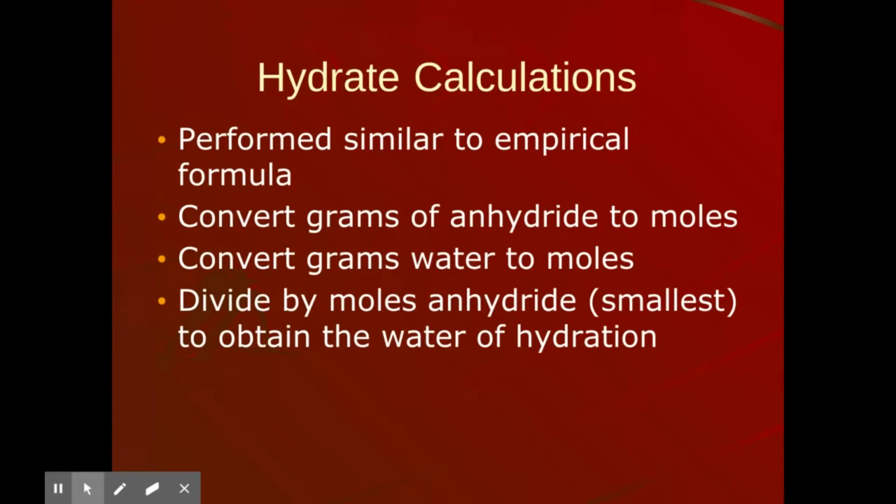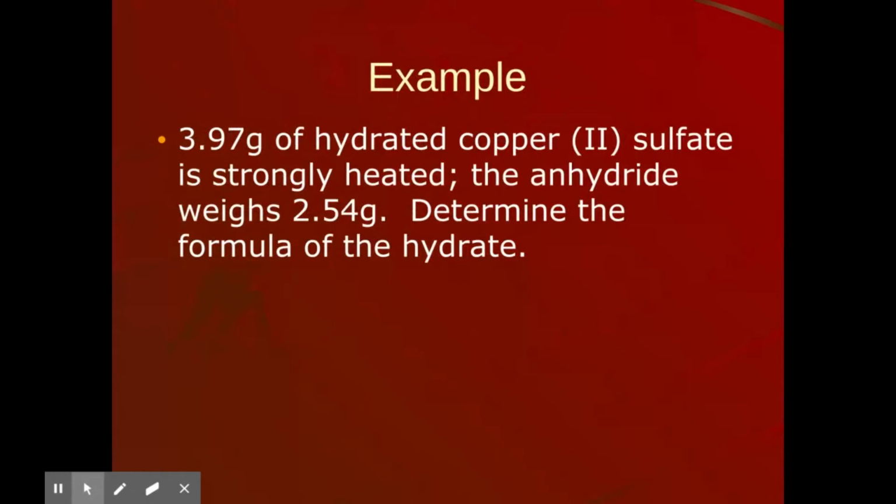Okay, so we're going to look next at how we do hydrate calculations. These work very similar to empirical formula calculations, where first what you have to figure out is how much of the anhydrous compound, the compound minus the water, do you have, and how much water do you have. So you have grams of each of those. Then you convert grams into moles, and you divide by the smallest number of moles, and that gives you how many waters there are. So let's look at an example. So 3.97 grams of hydrated copper 2 sulfate is strongly heated.